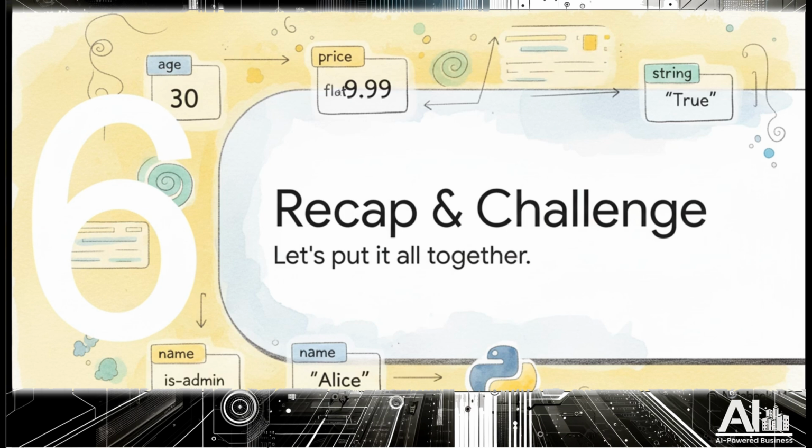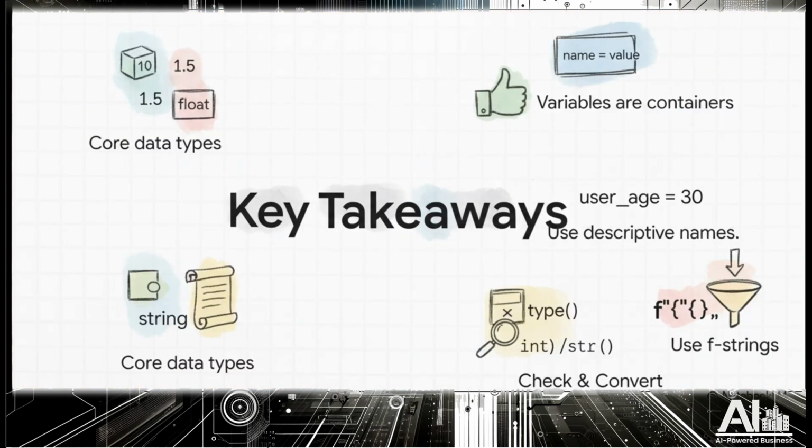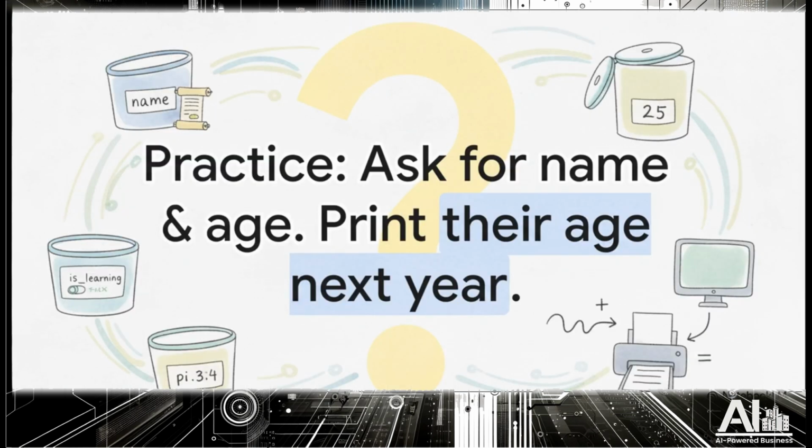Whew, we have covered a ton of ground, haven't we? We've gone from what a variable even is, through the 4 essential data types, and how to manage them. Let's do a quick recap to lock it all in. Okay, let's boil it all down. First, variables are just labeled containers for storing info. The 4 main types of info we've seen are ints, floats, strings, and Booleans. Super important, always use descriptive names for your variables. When you're working with text, f-strings are the modern professional way to go. And remember, you've got tools to help you out. You can check a type with the type function, and you can convert between them with functions like int, float, and str.